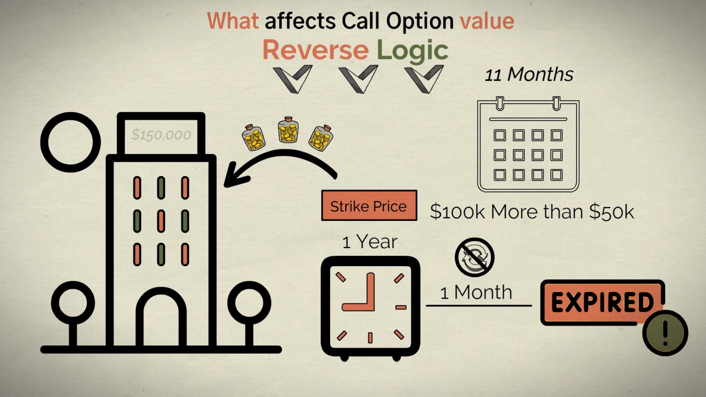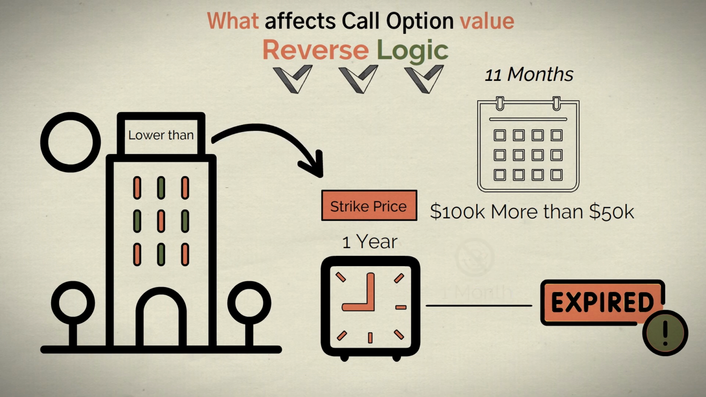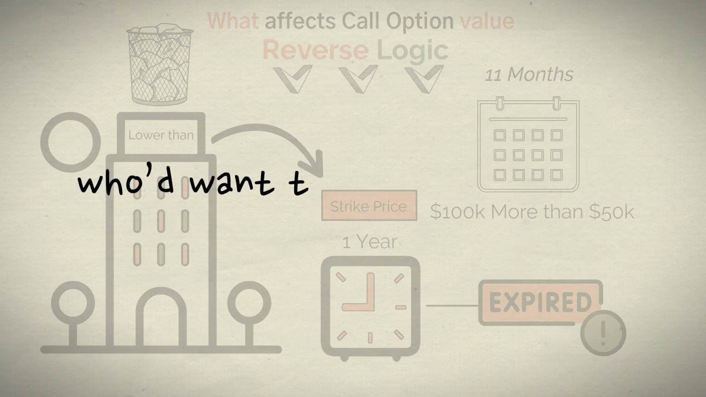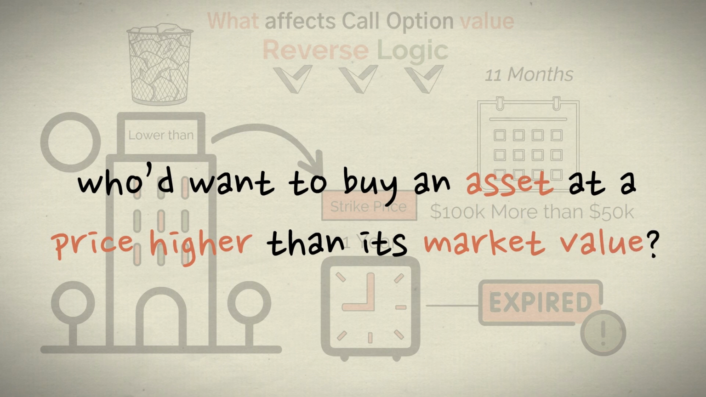In essence, if the underlying asset price became lower than the strike price and was inching ever closer to expiry, the call option would become relatively worthless. After all, who'd want to buy an asset at a price higher than its market value?